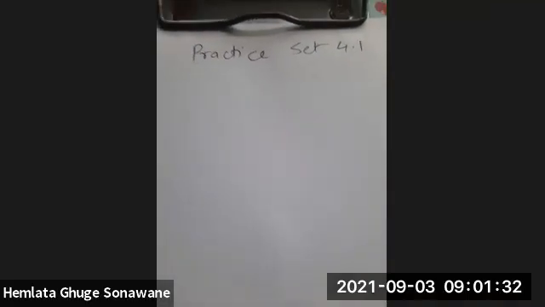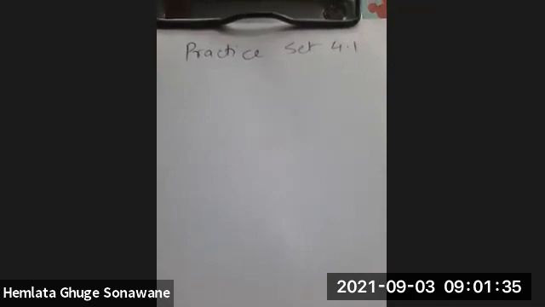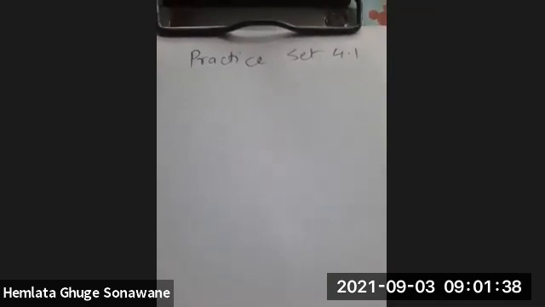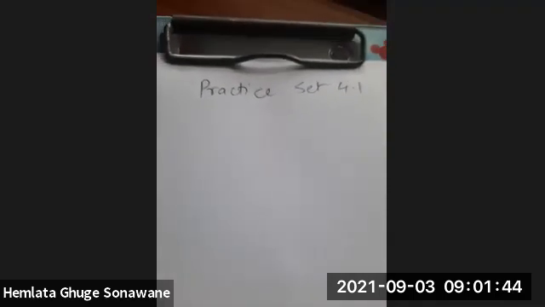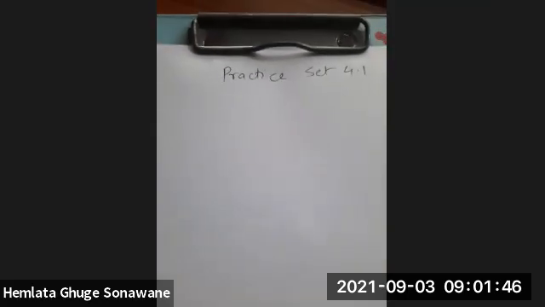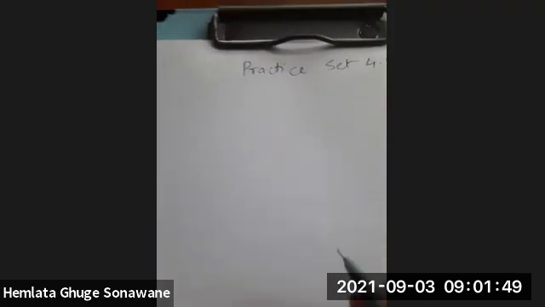Now we will solve the examples given in practice set 4.1. First question is, find the reduced form of the ratio of the first number to the second number. Page number 61. Take out page number 61 of your textbook, everyone.